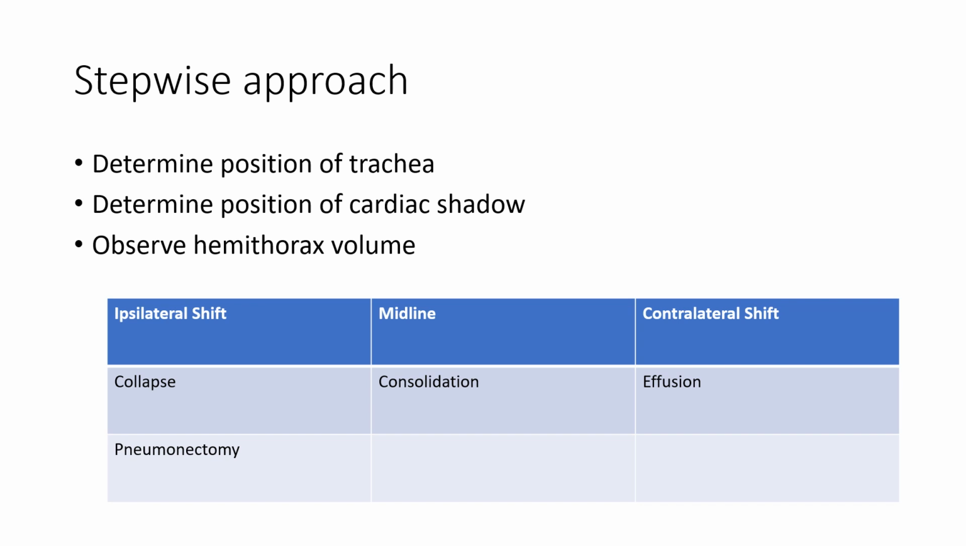If the trachea is shifted to the ipsilateral side, then it can mean either collapse or pneumonectomy. In both of these conditions, the volume is reduced, so the trachea is pulled to the same side. Then if the trachea is in midline, then it can indicate consolidation. If the trachea is shifted to the opposite side, then it means there is a massive effusion.